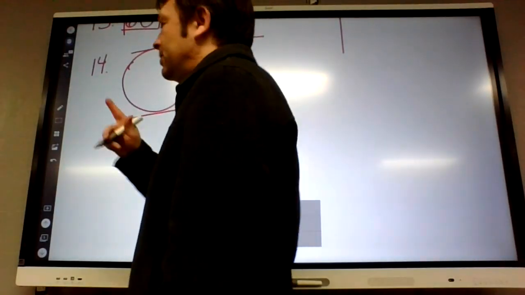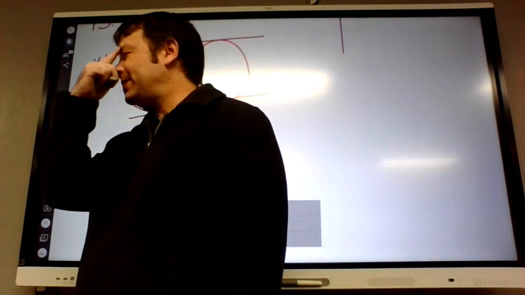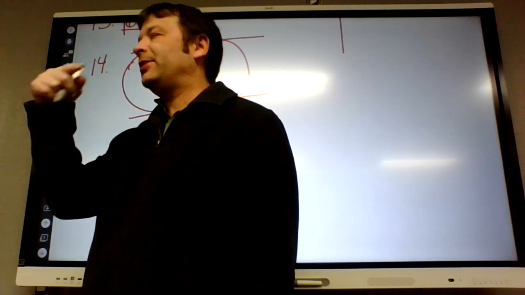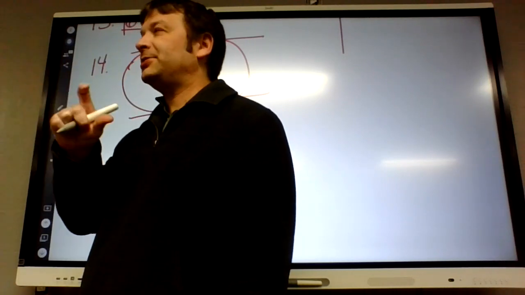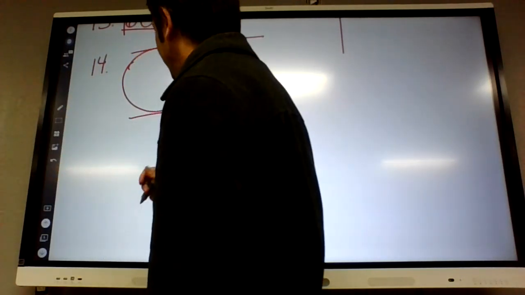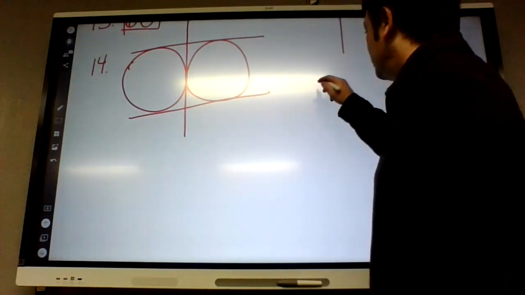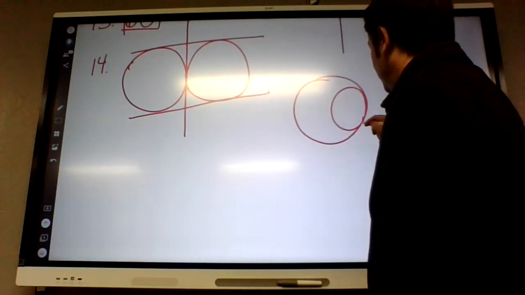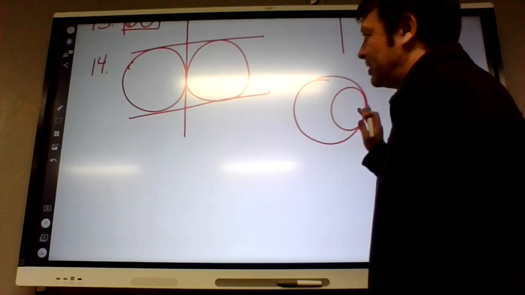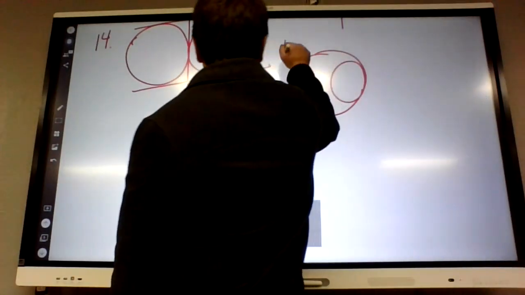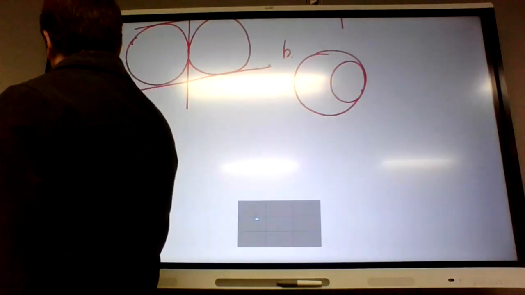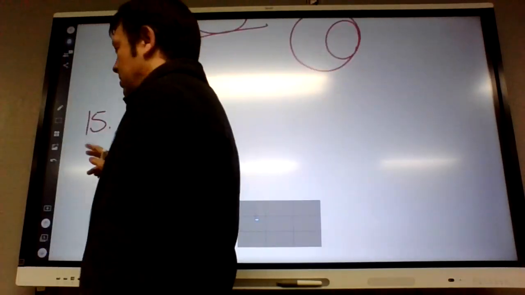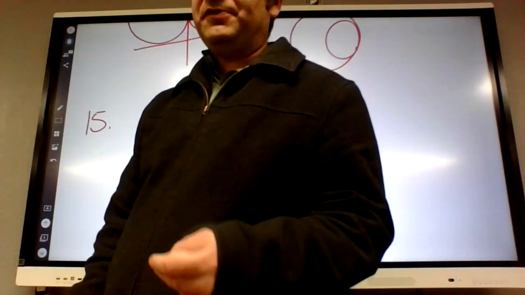The second part of 14 is their internally tangent circles. What do internally tangent circles look like? Well, one's inside the other, that's what internal means. So it looks more like that. How many common tangents does that have? That's the B question. One. Yep.